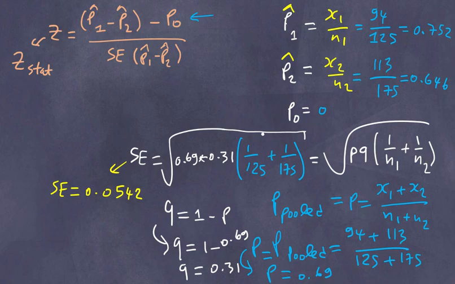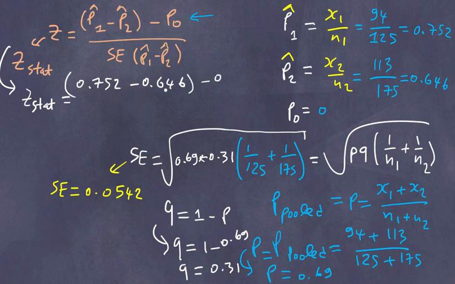And so we get S equals 0.0542. Okay? And so Z stat equals P1 hat, which is 0.752, minus P2 hat, 0.646, minus 0, this whole thing divided by 0.0542. That is 1.96. We found Z-stat.